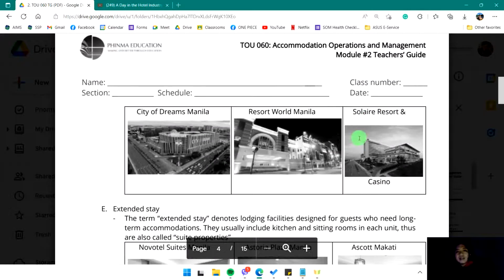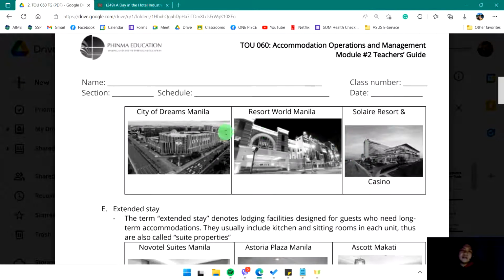And here are some hotels here in the Philippines that are considered as casino hotels. We have City of Dreams in Manila. We have Resorts World Manila and Solaire Resort. Yan yung mga pinakasikat na casino hotels sa atin sa Philippines.